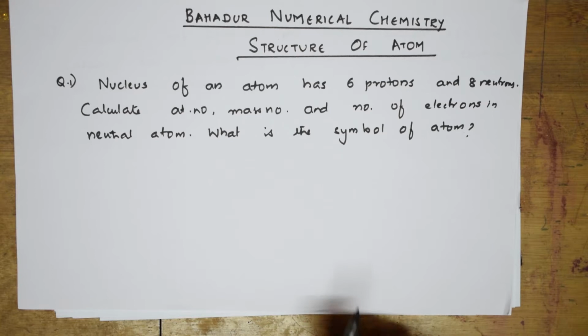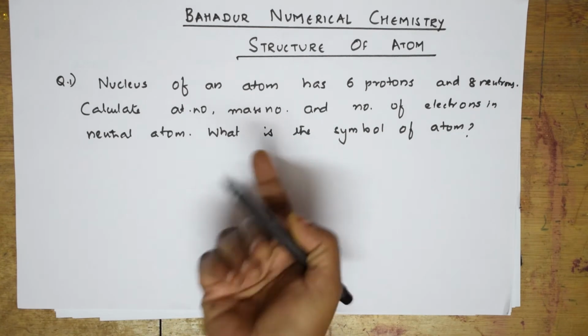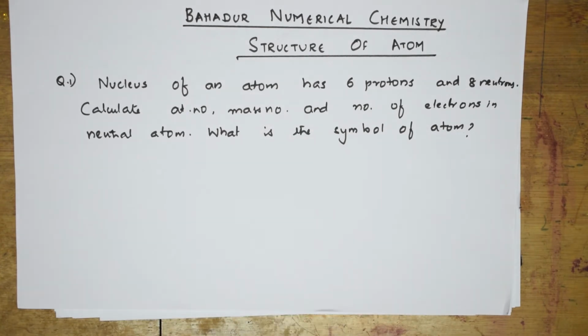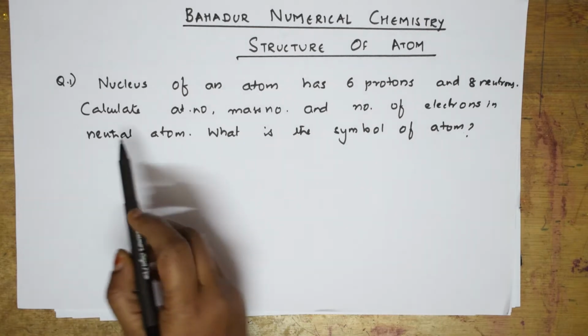Here in Bahadur numerical chemistry, you have a very clear cut combination of all the types of numericals. So let's start solving it. I've picked up the structure of atom chapter, so I'm going to do the numericals for that. Fine. So in Bahadur numerical chemistry, let us read the first question. What do they give us?